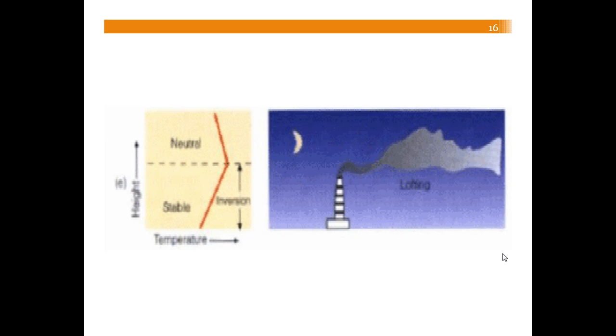We talked about looping, so this is another example of looping. Again, at the lower temperatures we have stable conditions. As temperatures increase in this direction and in this elevation direction, we have an inversion. So that's a colder layer of air blocking the dispersion of the pollutants. Okay, and this is what causes looping. So essentially, looping would be associated with unstable conditions.